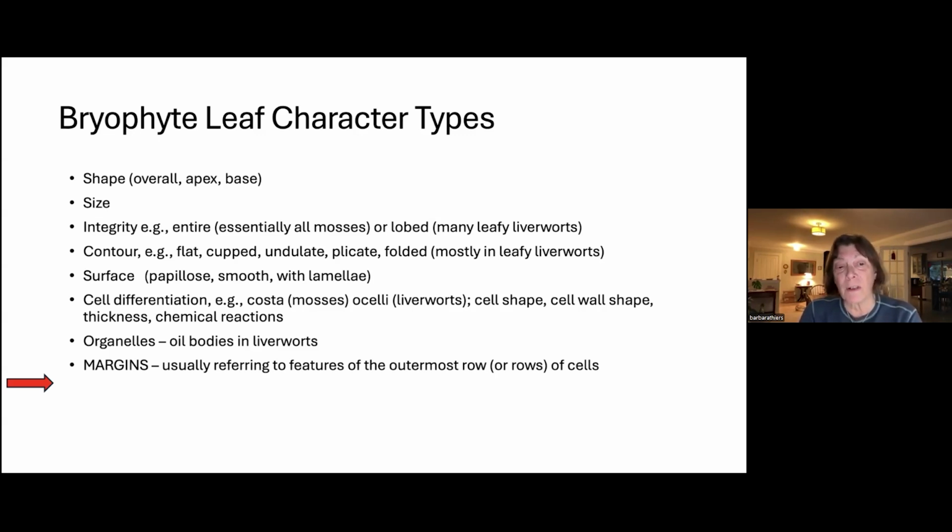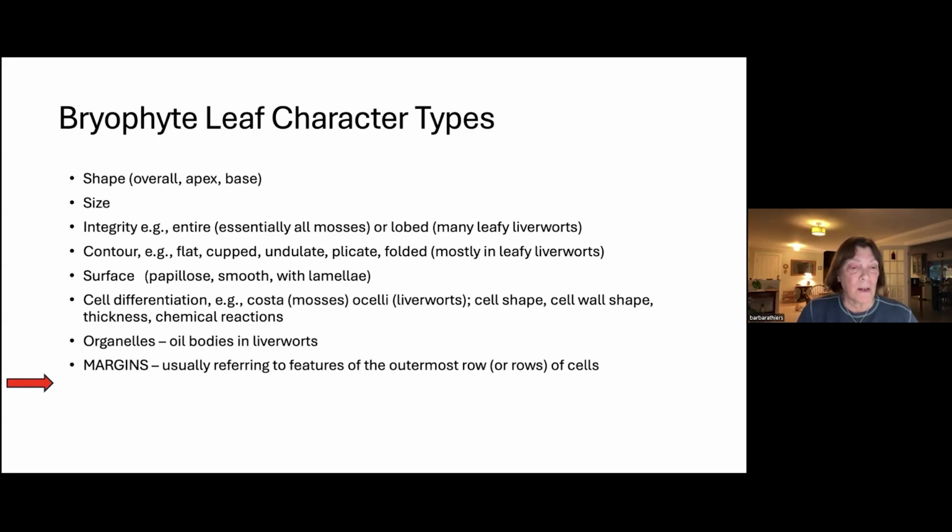Cell differentiation: mosses often have a costa or one or more midribs in the leaf. Liverworts have specialized cells, often devoid of contents and much larger than the surrounding cells, called ocelli. Then, of course, there's leaf cell wall shape, thickness, and in some cases, the chemical reaction of the cell wall with certain standard chemicals is important. Organelles: really, I think the only organelle that's important in bryophytes are the oil bodies in liverworts, but they're very important at the genus and species level. And then margins, usually referring to the features of the outermost row of cells.